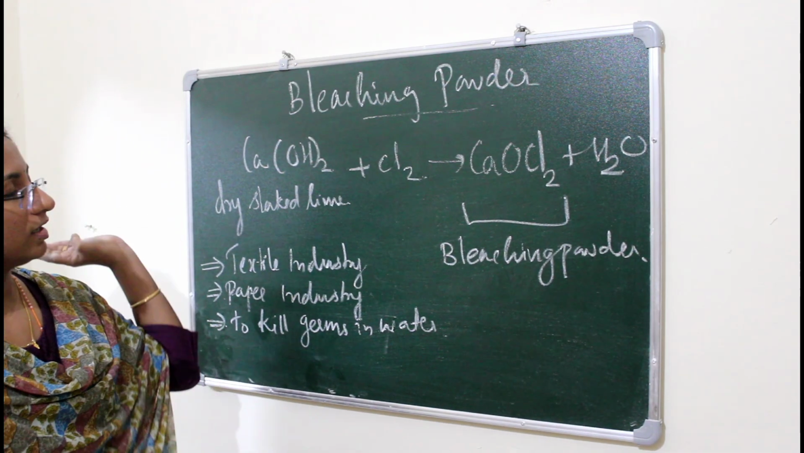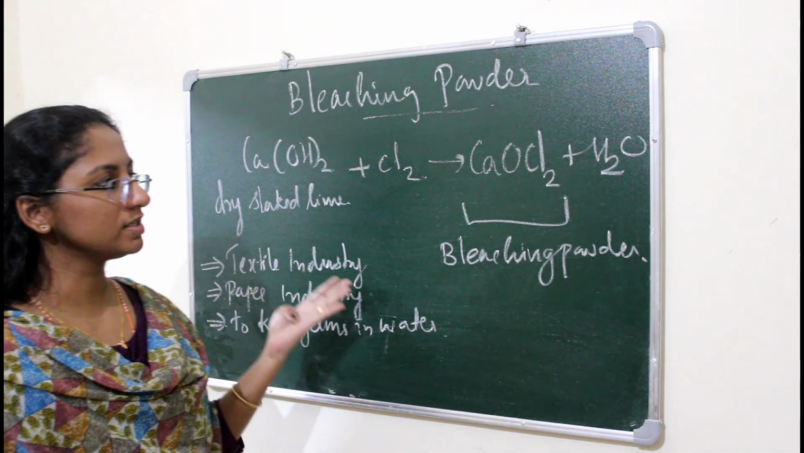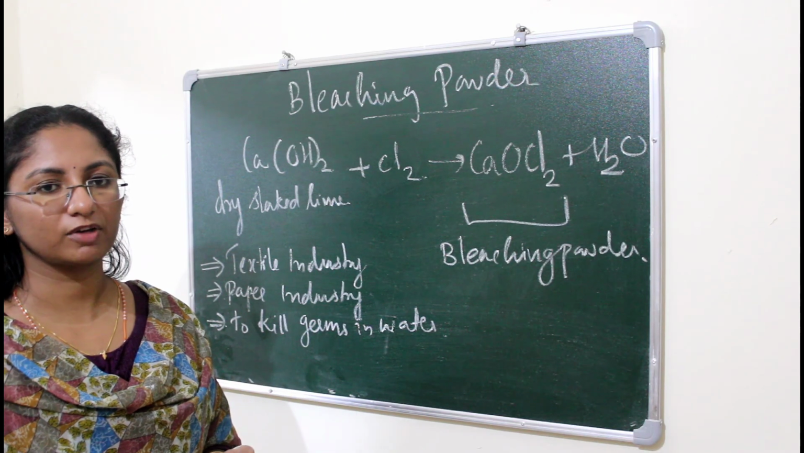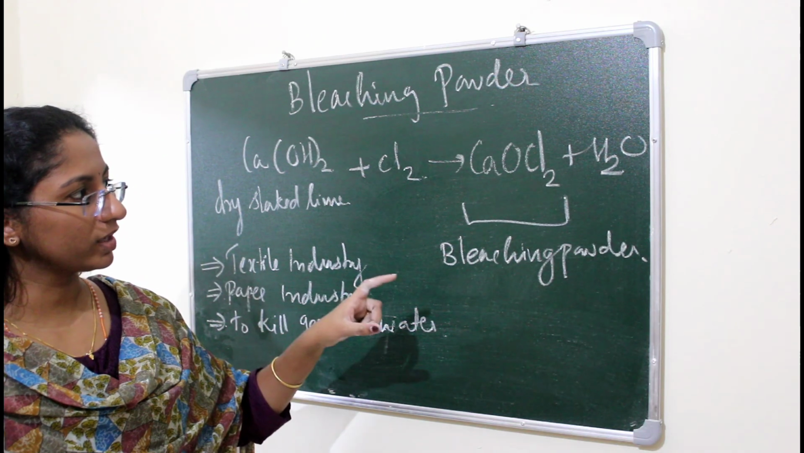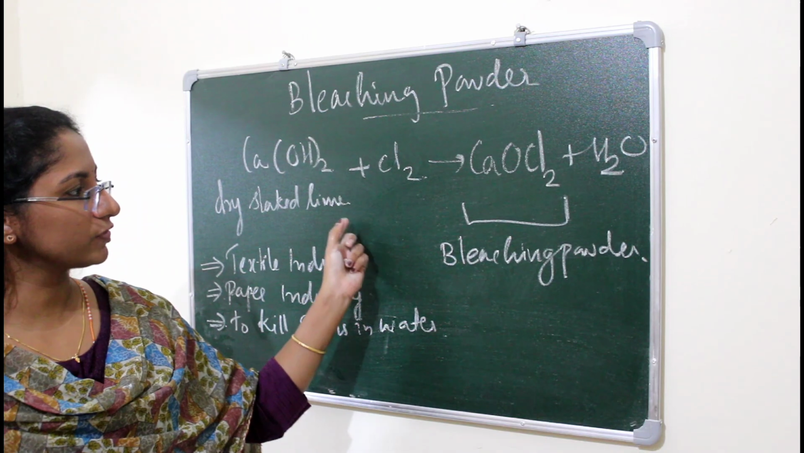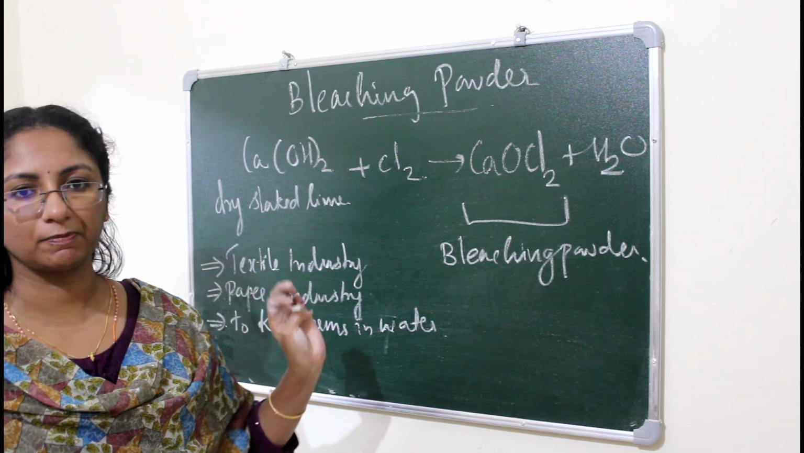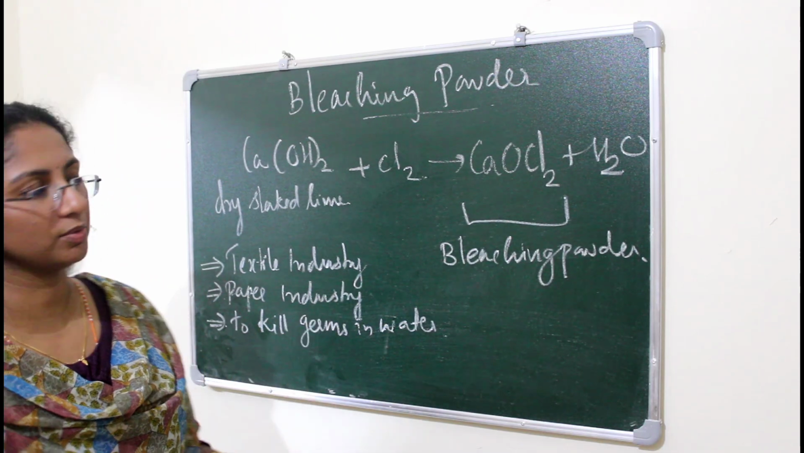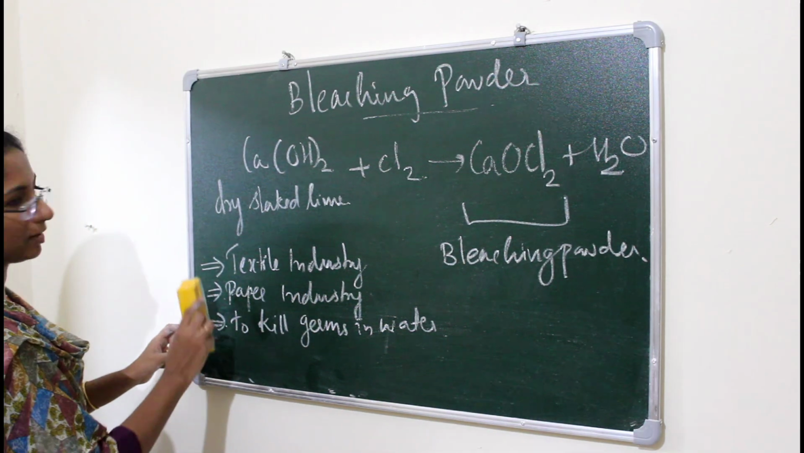So we can use this NaOH, chlorine and hydrogen for different product formation, right? This chlorine is mainly used for bleaching powder preparation. What is the chemical formula for bleaching powder? CaOCl2.